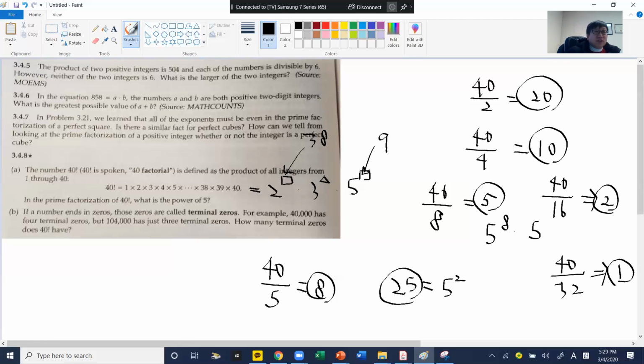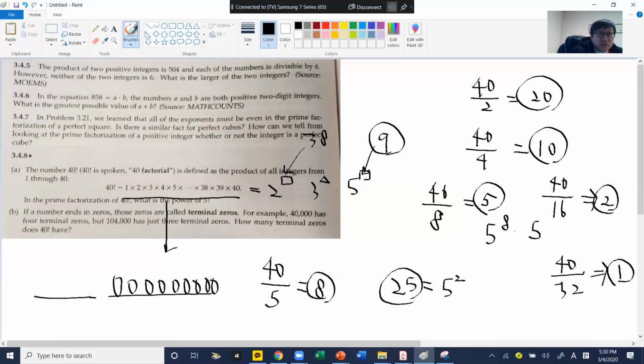So using this, how many zeros are there after multiplying? Using this one, there are 9 zeros. Right? How did you know that? 2 times 5 is 10. Okay? The power of 2 is more than enough. You only consider the power of 5. You can also do it this way. Understand me?